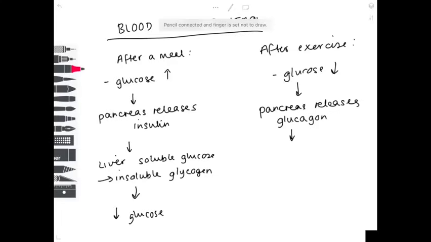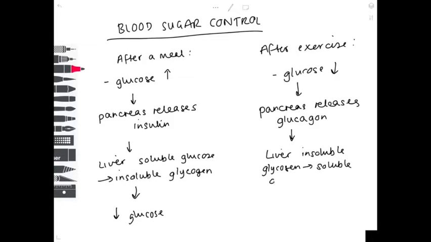This time the glucagon travels to the liver, and it causes the insoluble glycogen to be converted back into soluble glucose, which then gets released into the blood, and subsequently you see an increase in blood glucose levels, which is all good. Now, famously, a disease when you don't control your blood sugar levels appropriately is called diabetes, and there's type 1 and type 2.